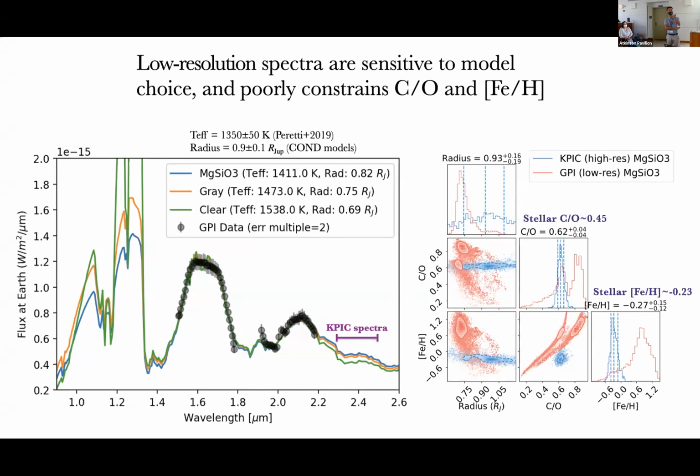However, we also find that the GPy low resolution data does not constrain the atmospheric composition well. On the right in red are the results from the GPy low res retrievals, and in blue are the high res NIRSpec or Kpick retrievals. Clearly Kpick does a better job of measuring these parameters.